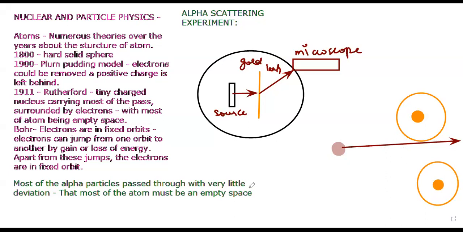First thing that they noticed was that some of the alpha particles deflected at huge angles, right? So then they were like, okay, this is interesting. These alpha particles are deflecting, and they're deflecting at huge angles, right?